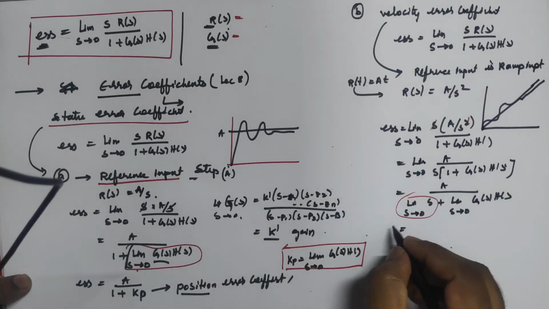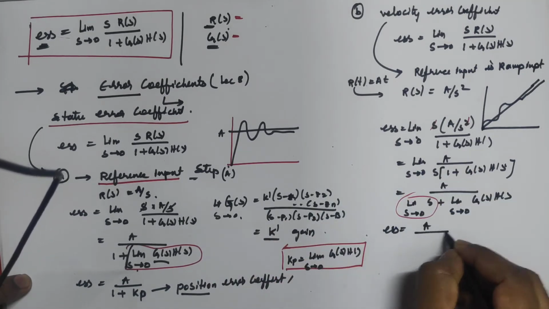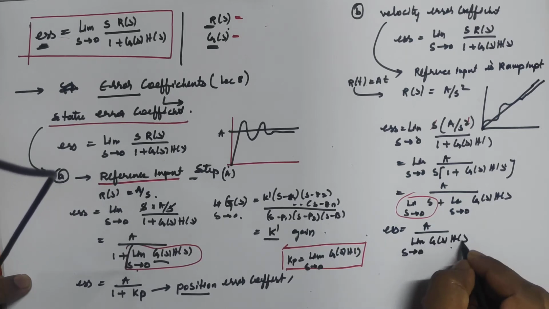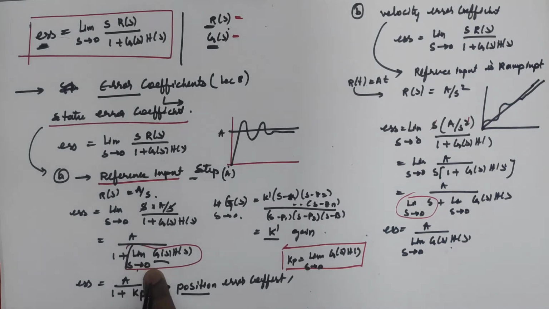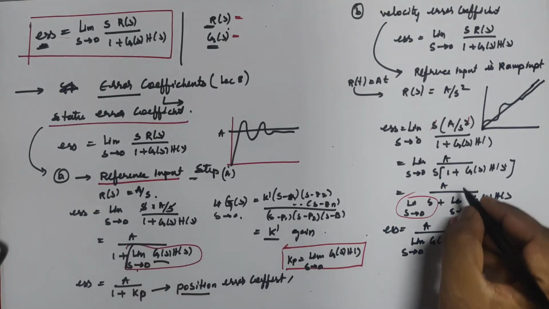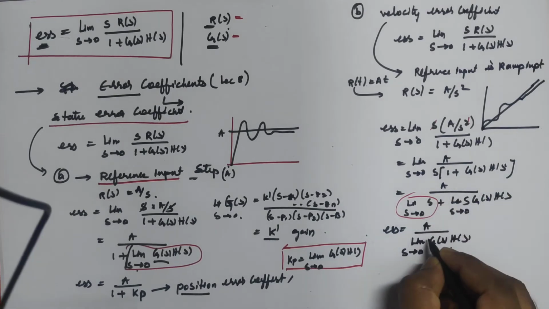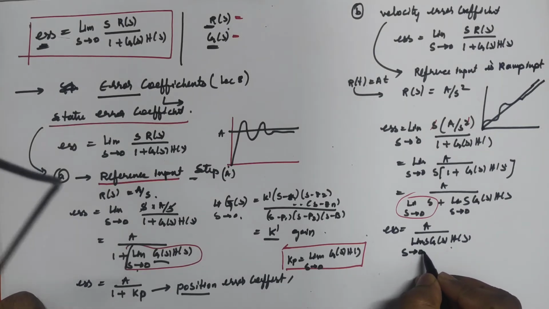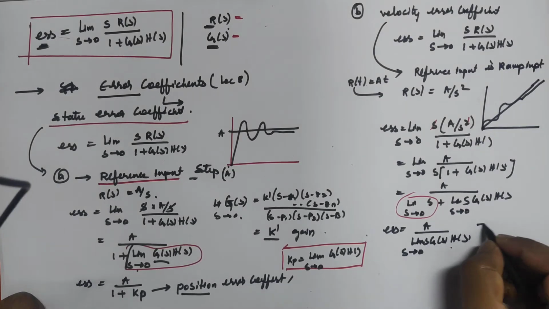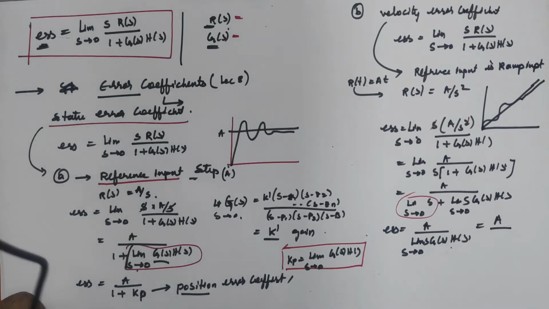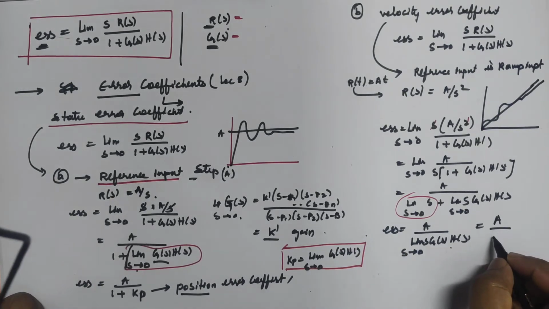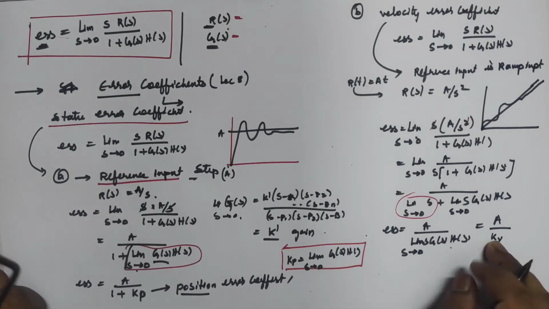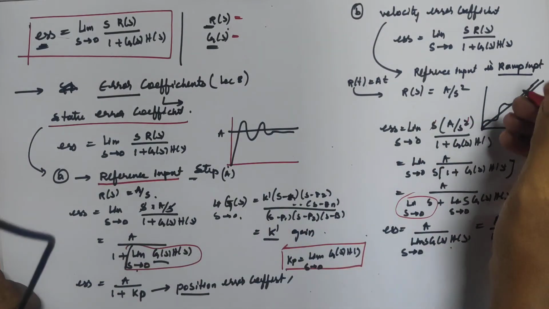So we end up with the steady state error value as A by limit s tends to 0 of s G(s)H(s). Again we have the limit s tends to 0 of G(s)H(s), this time multiplied by s. So again we have another coefficient. This coefficient is a constant gain value, and I'll name it Kv. Kv is associated with the ramp reference input for any system.